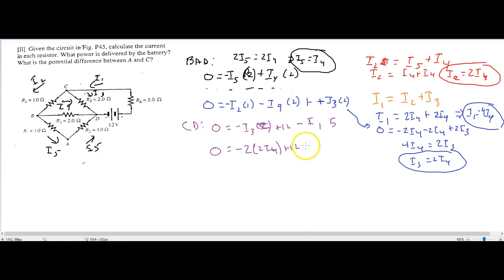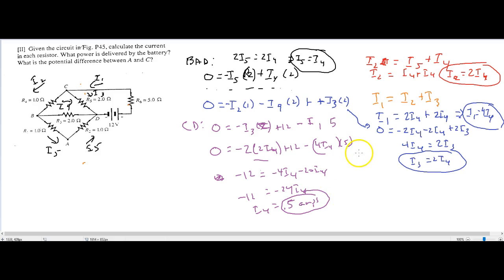And then that's plus 12. And then I've got minus, and then I got I1, which is in fact 4 I4s. So 4 I4s times 5, right? And so that's going to give me 0. Actually, let's move the 12 over. So negative 12 equals negative 4 I4s minus 20 I4s. And I'm going to get that negative 24 I4s is equal to negative 12, and therefore I4 is in fact equal to 0.5 amps.